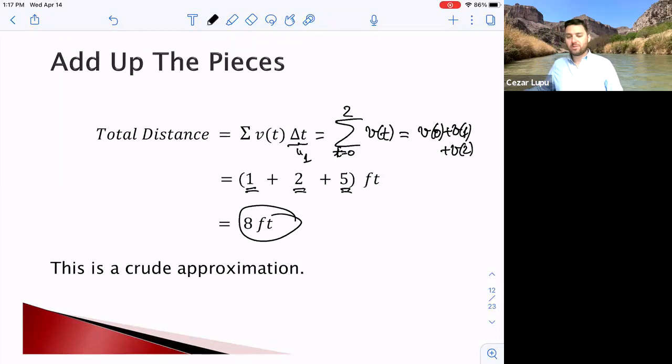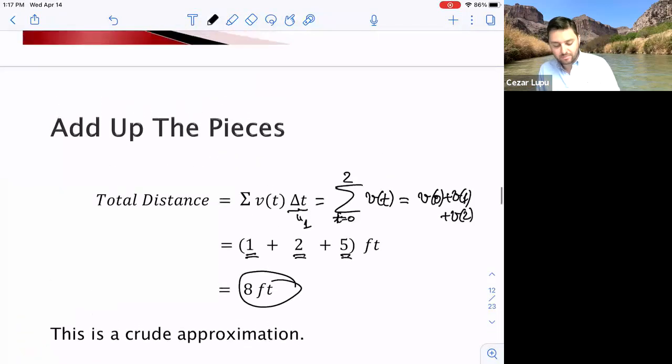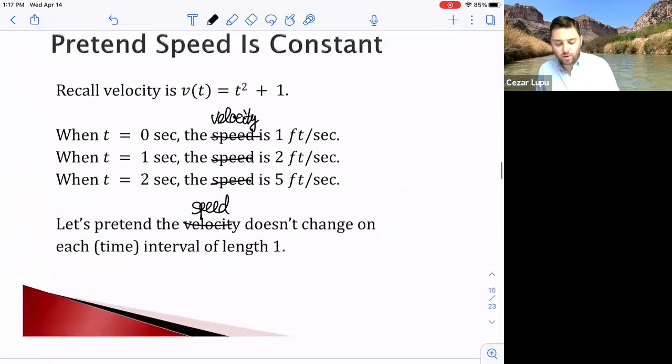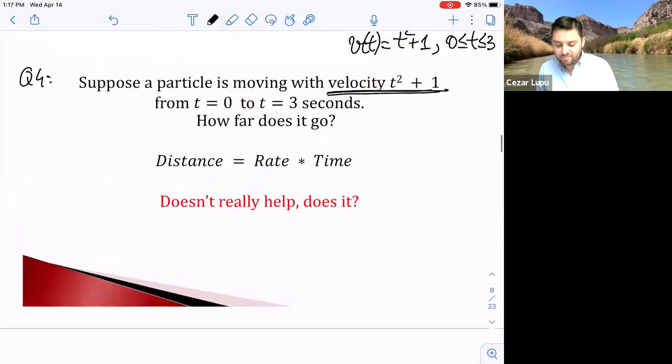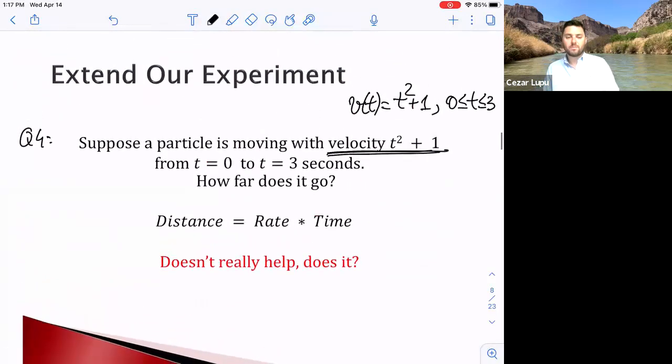Again, let's go back to see what did we do here. Let's go back to our question because I want you to see this is a very important moment. You see, now the particle is moving with some velocity, and the velocity is given by this quadratic function t squared plus 1, and the time t goes from 0 all the way to 3. And we would like to see how far does it go. So we'd like to answer the same question.